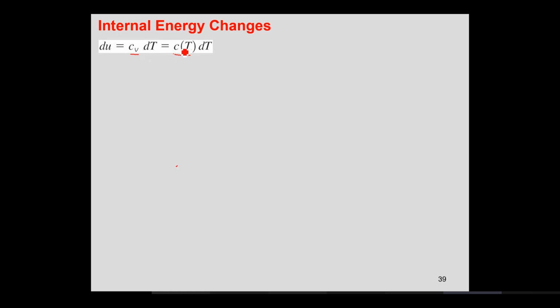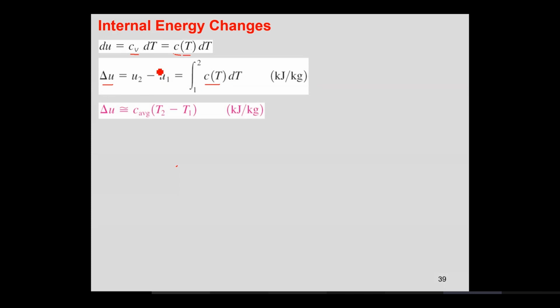Since there is no Cv and Cp, there is only one specific heat C, and you can integrate du with regards to temperature if you know the relationship of specific heat with temperature from 1 to 2 in order to find delta u. And if you don't, you can use the approximation where delta u is approximately equal to C average multiplied by dT, change in temperature. C average is the value of specific heat at the average temperature of T2 and T1.